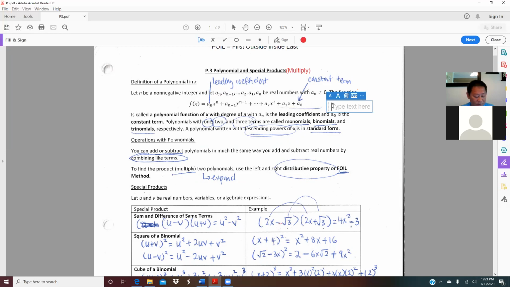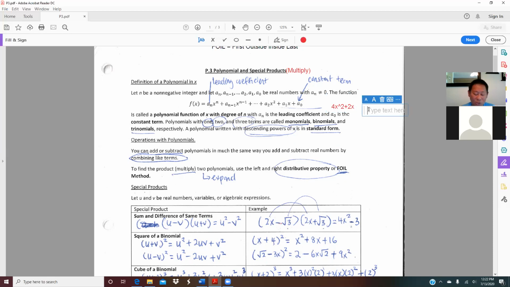For example, 4x squared plus 2x minus 8. This is a polynomial where 4 is what we call the leading coefficient and negative 8 is your constant term, not 8, negative 8. What happens if I don't have negative 8? This is also called a polynomial function, where the leading coefficient is 4.